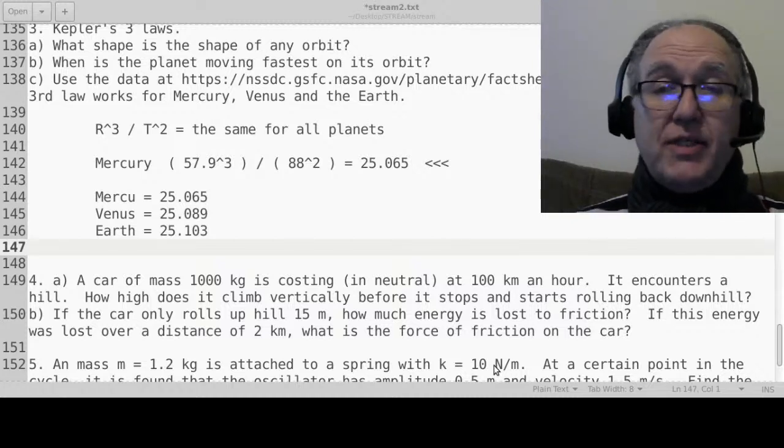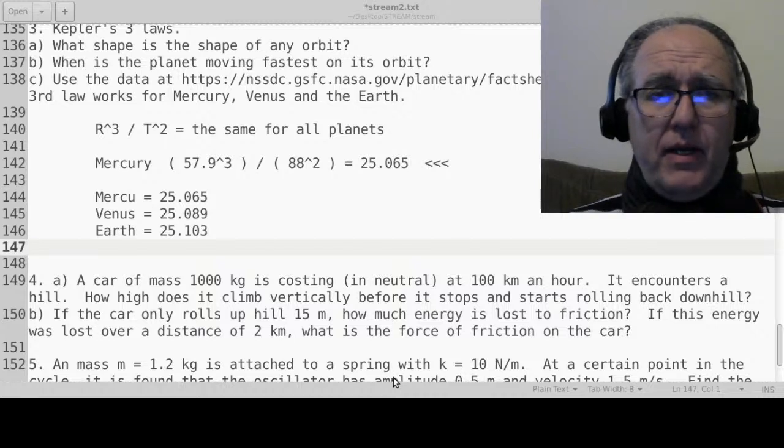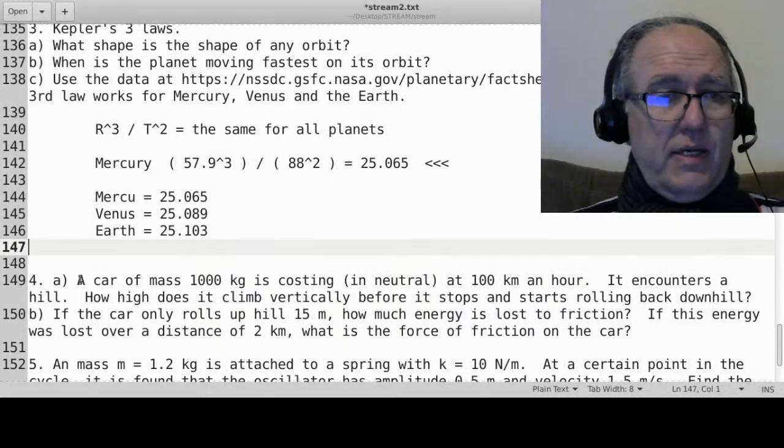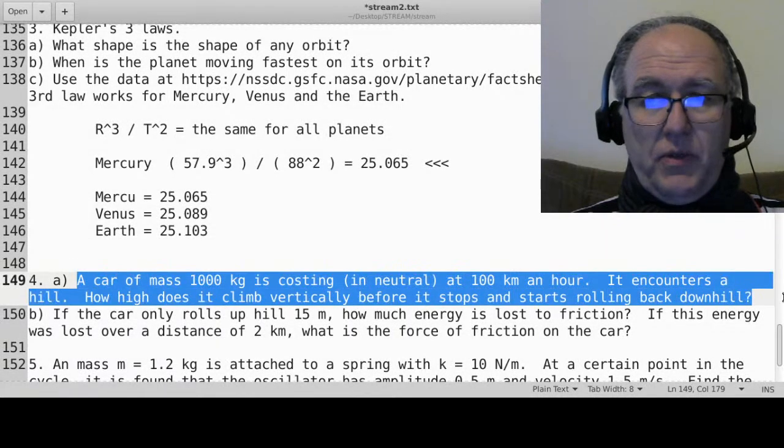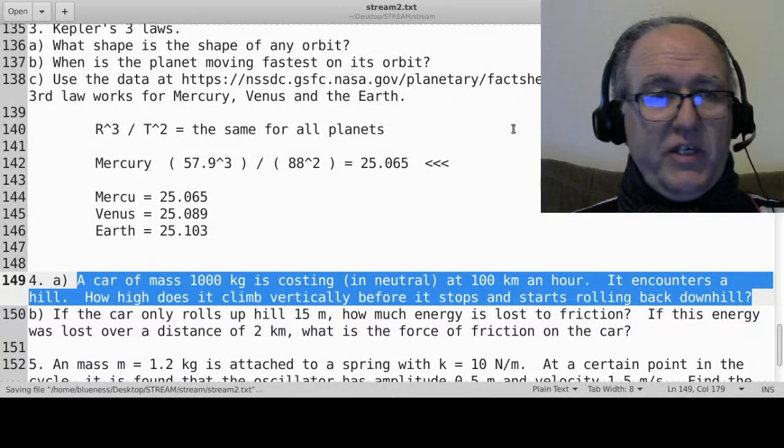Okay, two more questions and then we're done. They're both about energy. Okay, and the first one, let's read it here. It says there's two parts. So the first part has no friction.